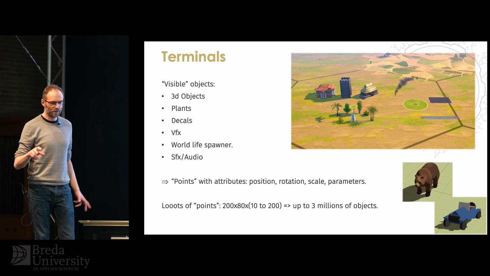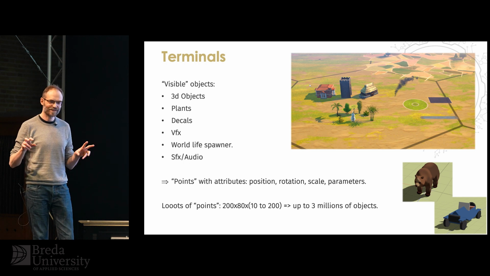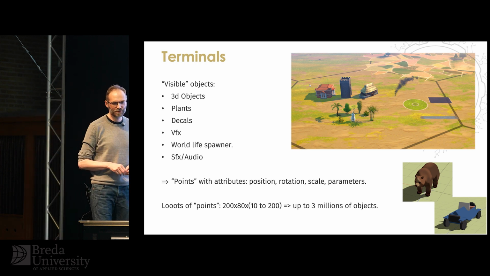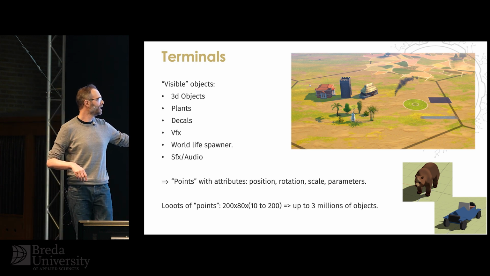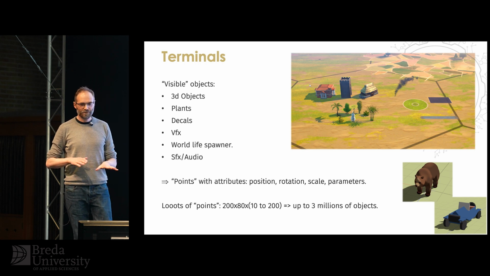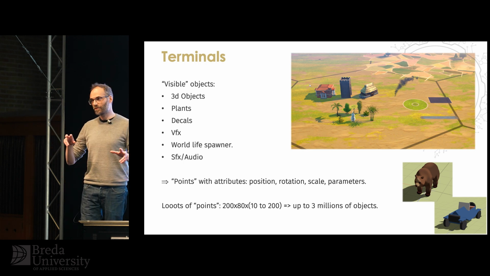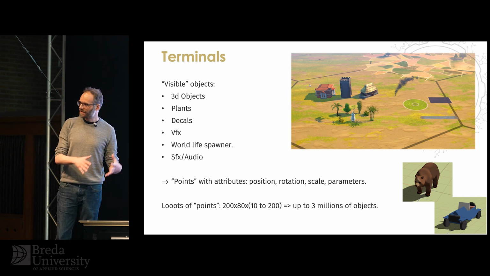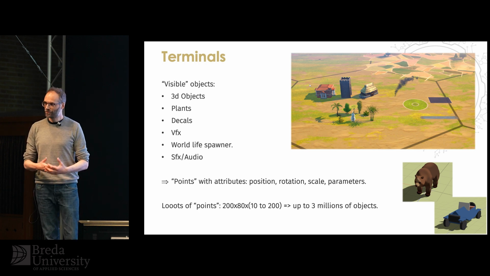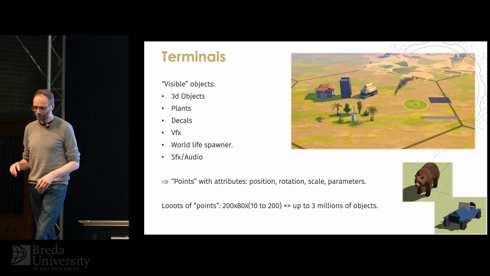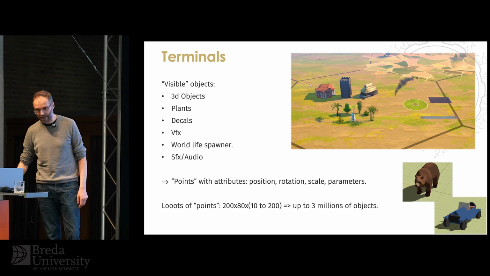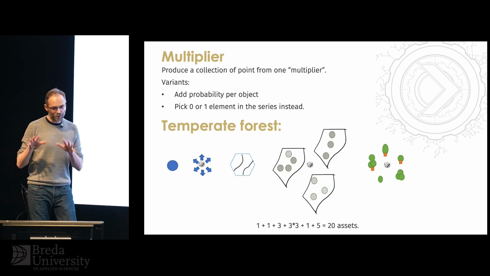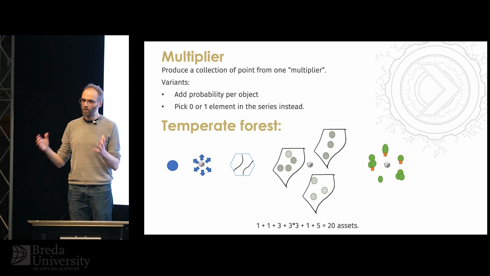For a kind of large map, which will contain 200 multiplied by 80 hexagons, if you put 10 to 200 objects on each, it's up to 3 million objects. And our system has to be able to handle 3 million objects. So it has to be fast. We use only a few concepts to produce all of the content.